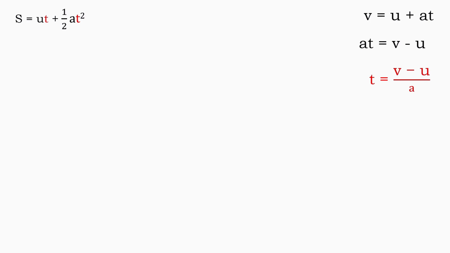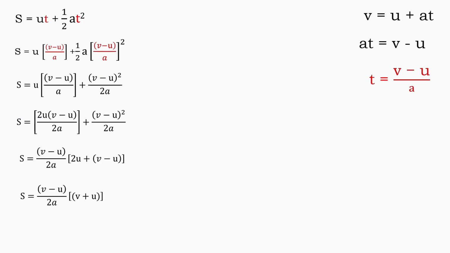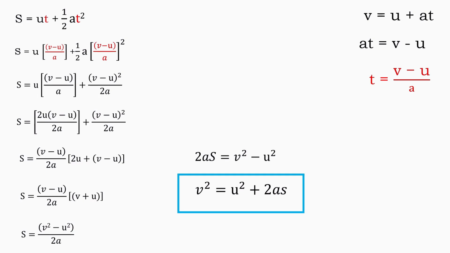Now, we will substitute the value of t from the first equation into the second equation. So, wherever we see t, we replace it with (v minus u) divided by a. After substitution, we simplify the expression step by step. On solving and rearranging the terms, we finally obtain v squared equals u squared plus 2as. And this is the third equation of motion. Notice that this equation does not contain time. It directly relates velocity, acceleration, and displacement, making it very useful for solving many problems in kinematics.